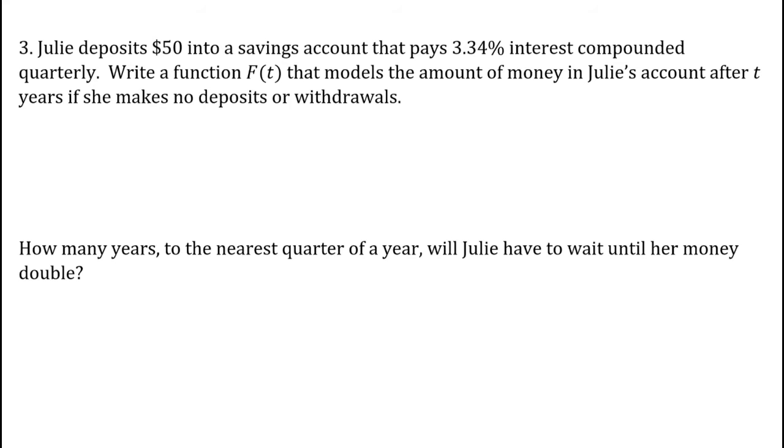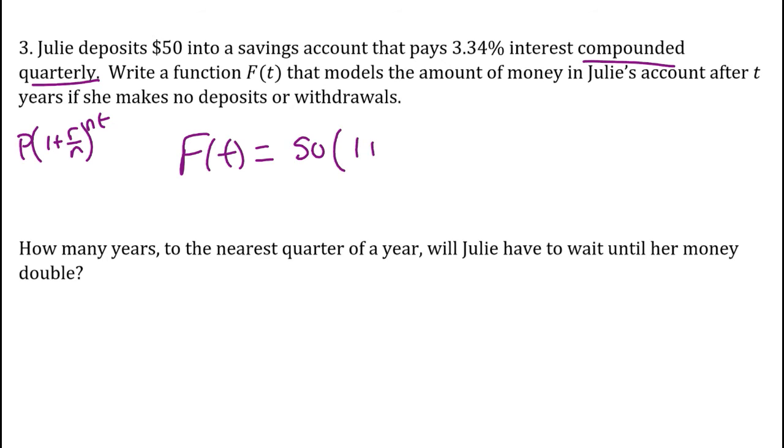Number 3, Julie deposited $50 into a savings account that pays 3.34% interest compounded quarterly. Write a function f of t that models the amount of money in Julie's account. So f of t equals, well, compounded quarterly. This is the P times 1 plus r over n to the nt formula. 50, 1 plus the rate as a decimal, over n. How many times does it happen a year? Quarterly is 4 times, to the 4t.